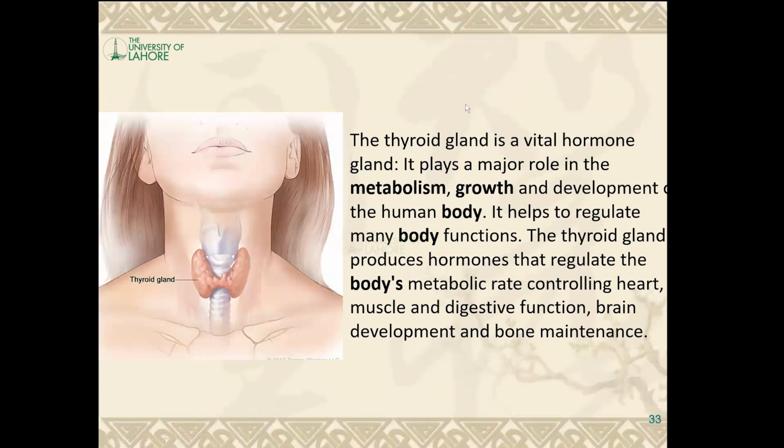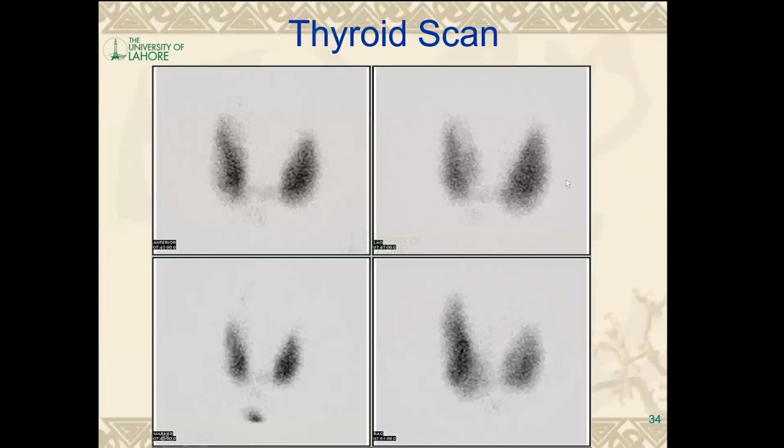The thyroid gland is a vital hormone gland. Its major role is in the metabolism, growth, and development of the human body. It also helps regulate many body functions. The thyroid gland produces hormones that regulate the body's metabolic rate, controlling heart, muscles, and digestive function. And its main role is for brain development and bone maintenance. This is the image of thyroid scan where we use the radiotracer iodine 123.